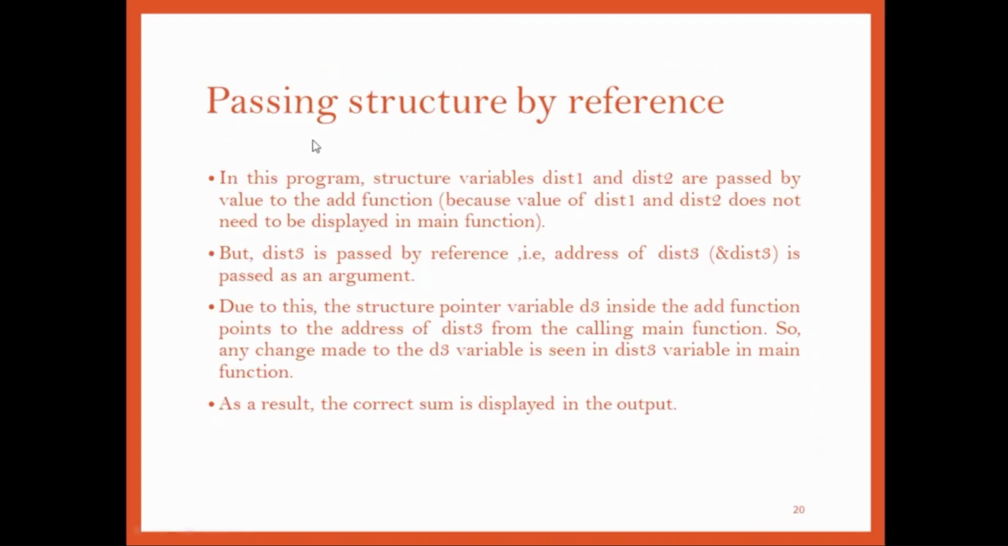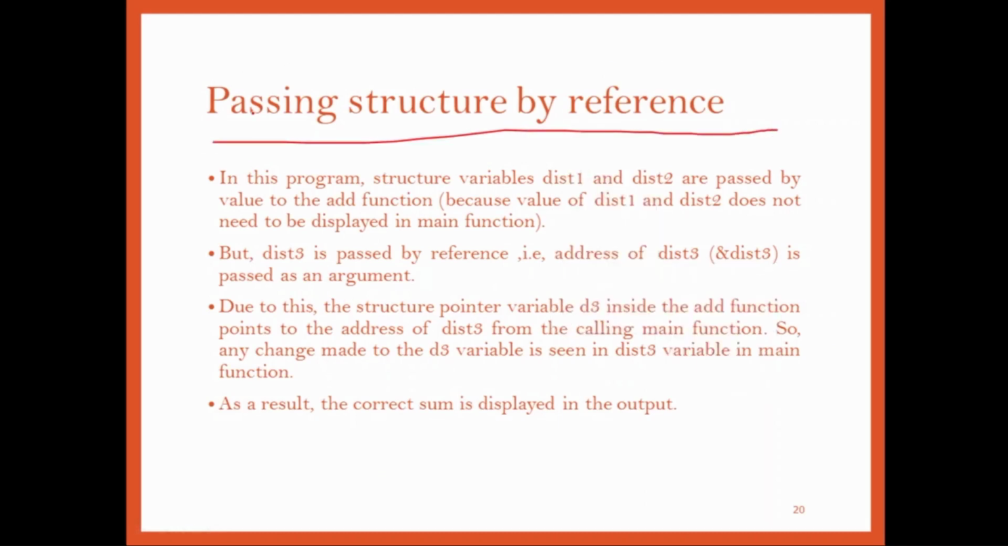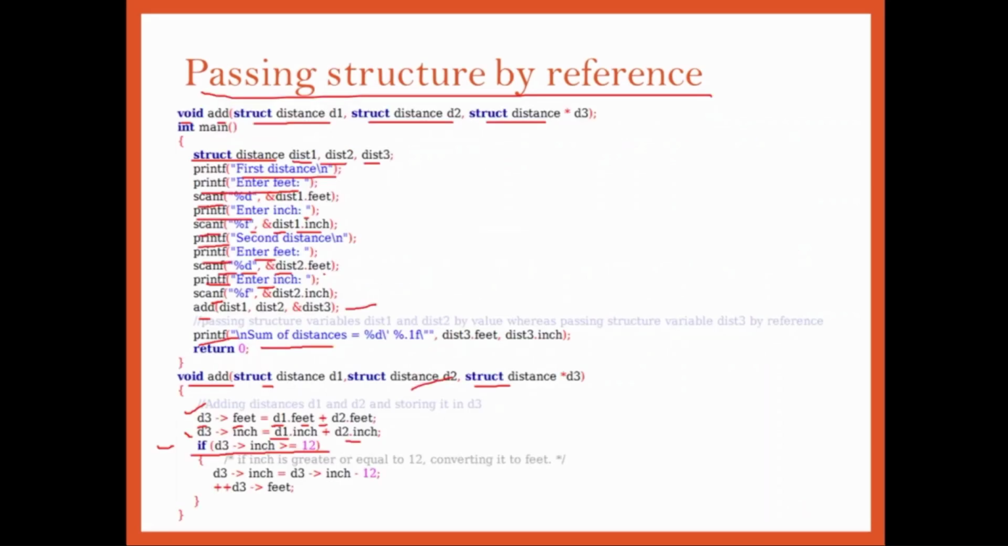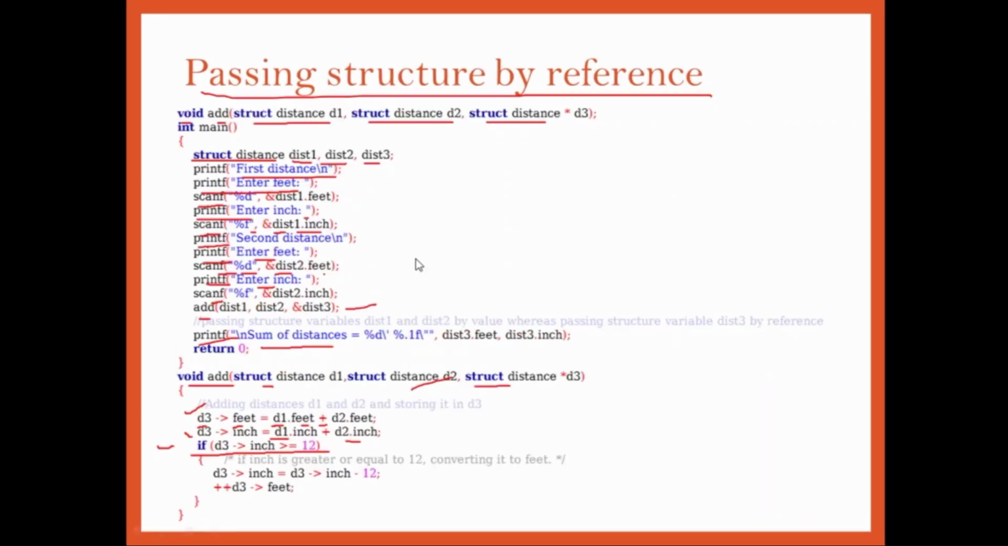Passing structure by reference. In this program, the structure variables distance 1 and distance 2 are passed by value to the add function, because their values do not need to be displayed in the main function. But distance 3 is passed by reference, that is, the address of distance 3, ampersand distance 3, is passed as an argument here.